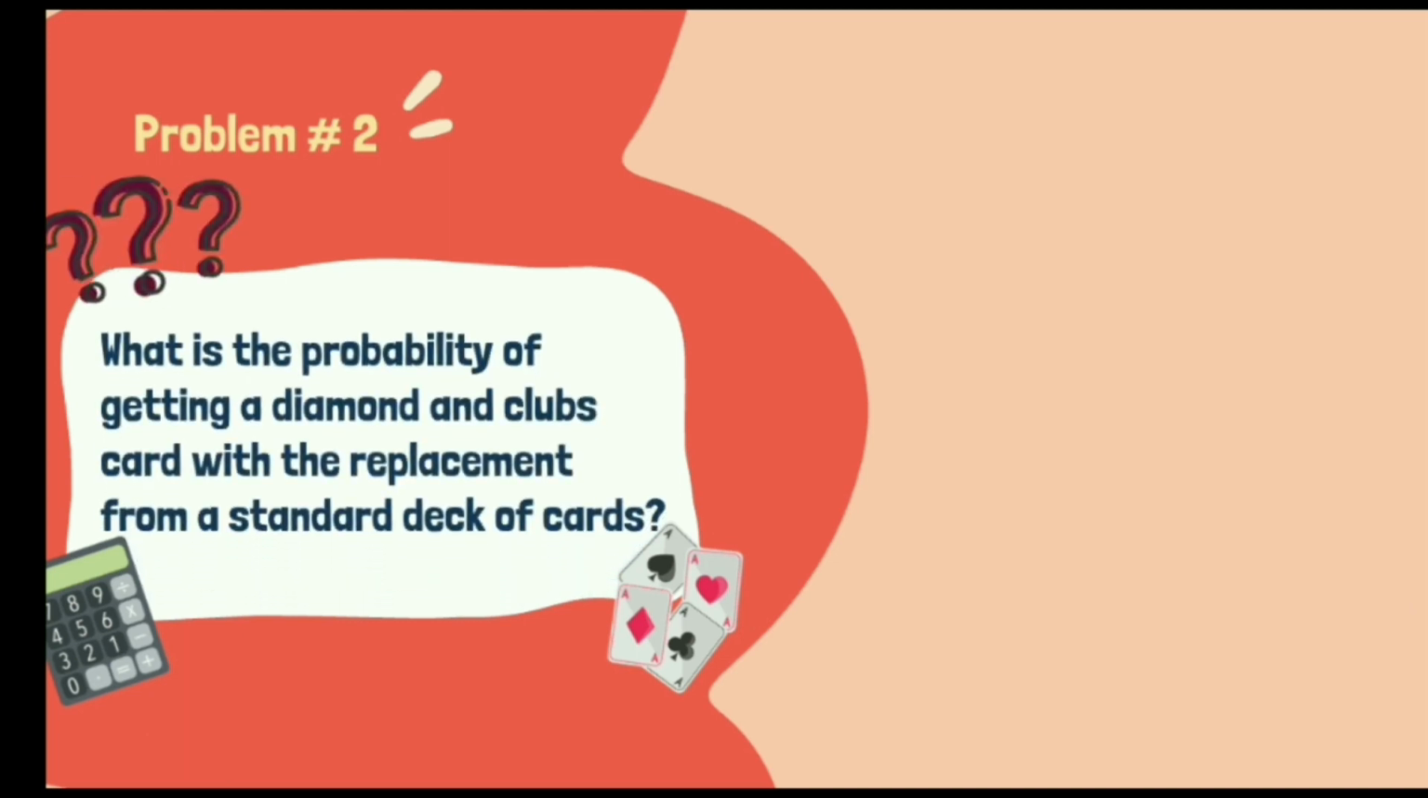Problem number 2. What is the probability of getting a diamond and clubs card with replacement from a standard deck of cards? The keyword used on this problem is with replacement. A standard deck of cards contains 52 cards. And in that 52 cards, there are 4 types of cards, which are spade, clubs, heart, and diamond.